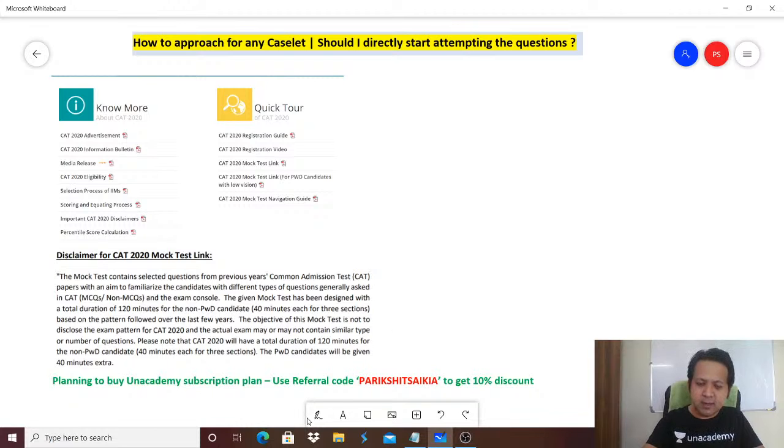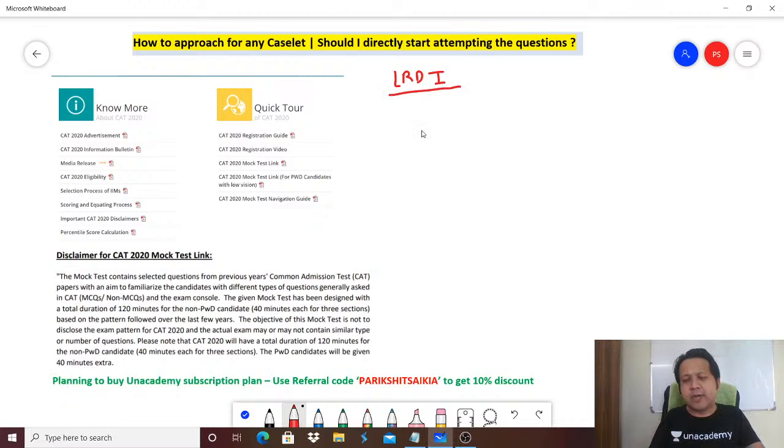So first thing, how many caselets do we expect in CAT 2020? I'm going to focus mostly on the LRDI section, because that's where we talk about a lot of caselets. So in the LRDI section, how many caselets are we talking about?